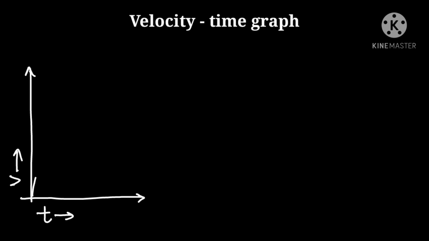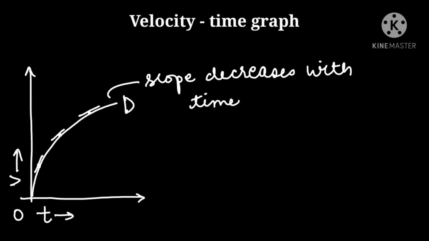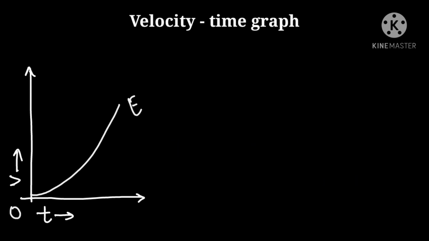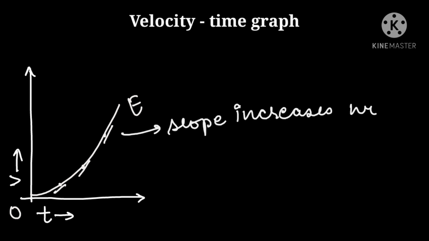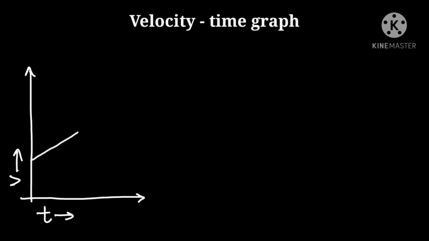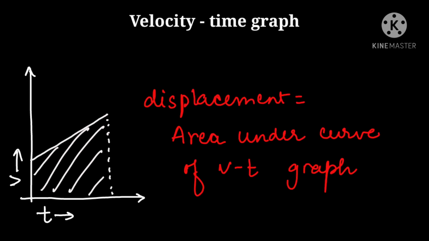First is if the graph obtained is a curve like OD whose slope decreases with time, the acceleration goes on decreasing. Or second, if the graph obtained is a curve like OE whose slope increases with time, the acceleration goes on increasing. We can find the displacement of the body by calculating the area under curve of velocity time graph.